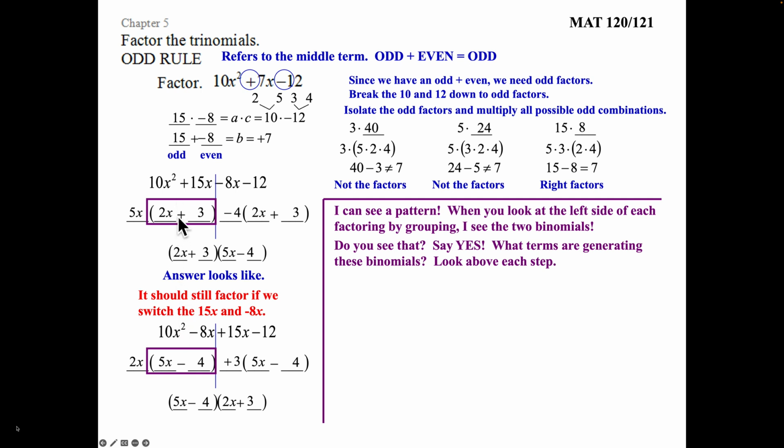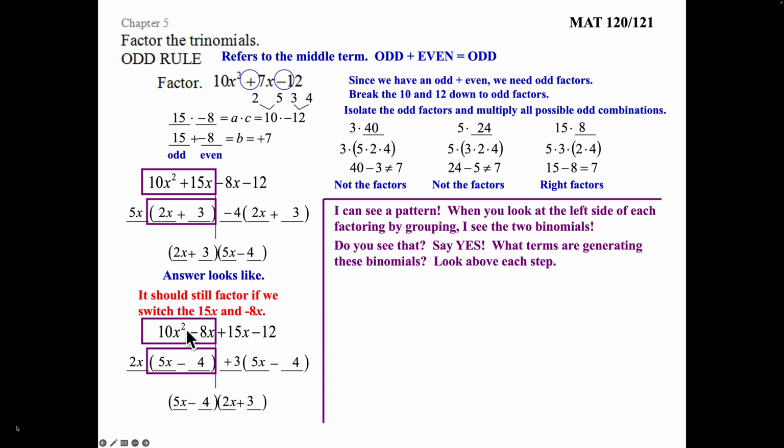So what I need to do is combine the 10x squared plus 15x, the 10x squared minus 8x. Wait a minute, I don't even have to put the x's there because I'm always going to factor out an x. So I'm going to take this a step further. I need to combine the 10 with the 15 and the 10 with the minus 8.